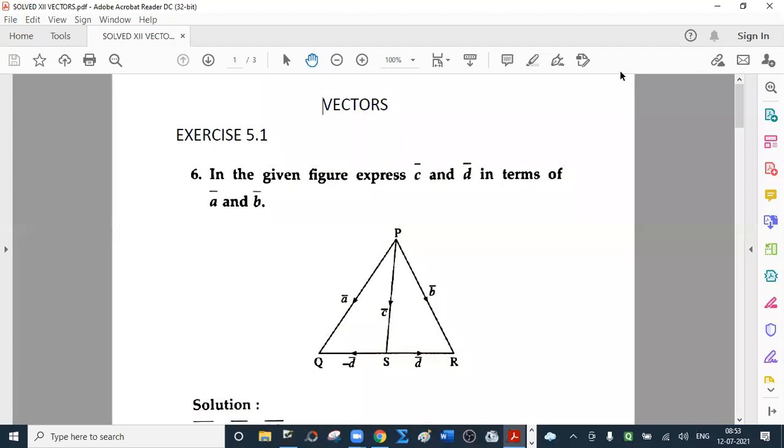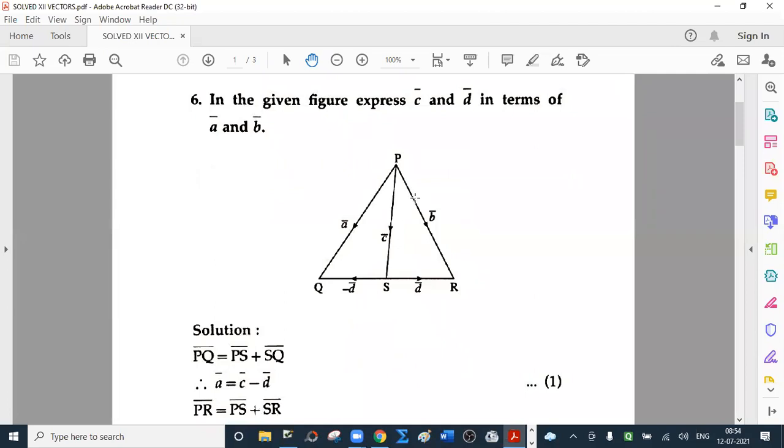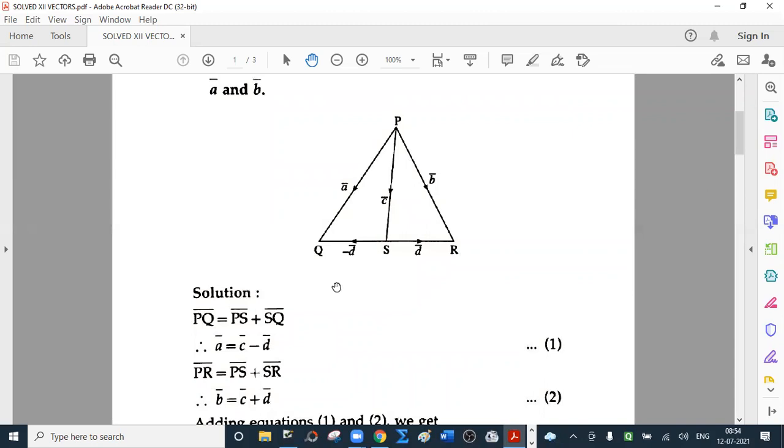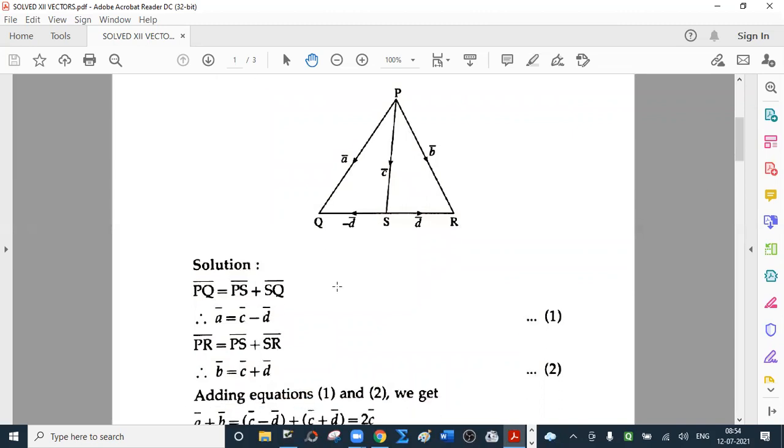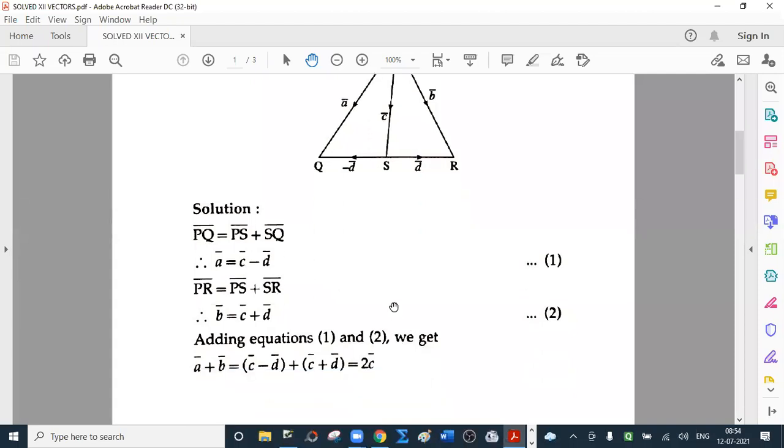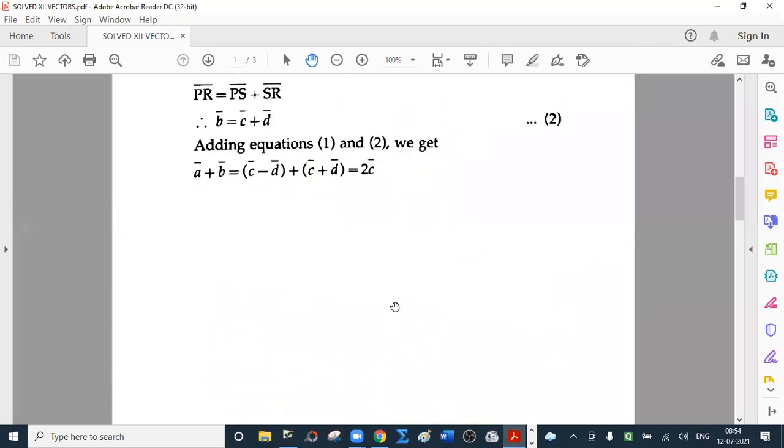Now 6th, in the given figure, express C bar and D bar in terms of A bar and B bar. What is PQ bar? It is PS bar plus SQ bar. Now S is a midpoint. So what is A bar? It is C bar minus D bar. What is PR bar? PR bar is nothing but PS bar plus SR bar, that is C bar plus D bar. Now add two equations to get A bar plus B bar equal to what? 2C bar.